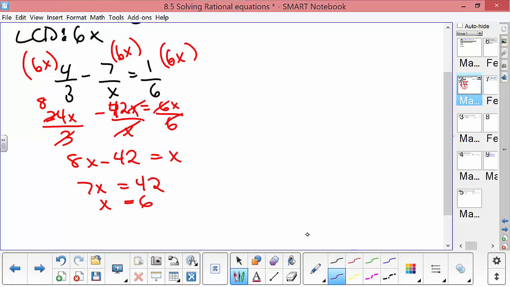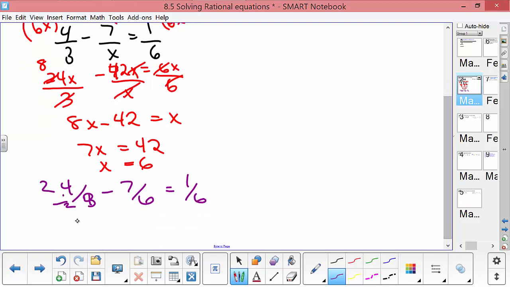Then I can go ahead and check them by putting it back into the equation. 4 thirds minus 7 over 6 is equal to 1 over 6. 4 thirds, multiply this by 2 over 2. So I have 8 over 6 minus 7 over 6, which is equal to 1 over 6, which is true.